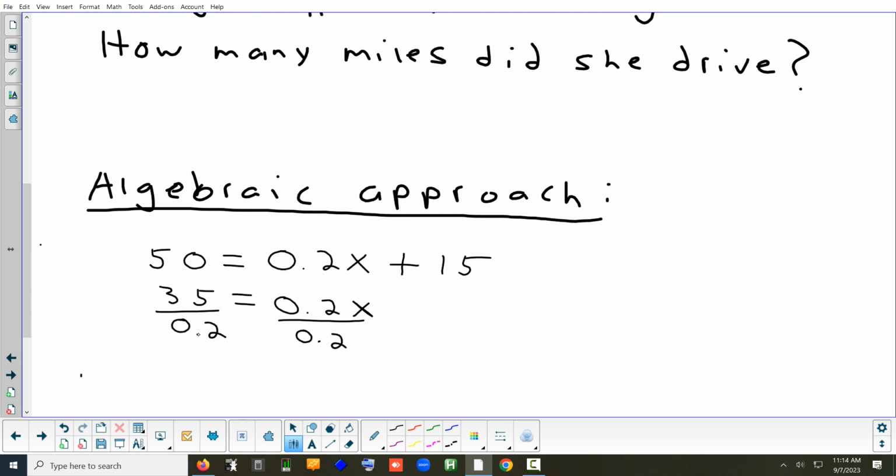And we can use, again, you all got your calculators, so we can just use that. What's 35 divided by 0.2? 175. Yep. So it's 175 miles. And that's how you solve it algebraically. I think in this case it's probably the fastest way to solve it.